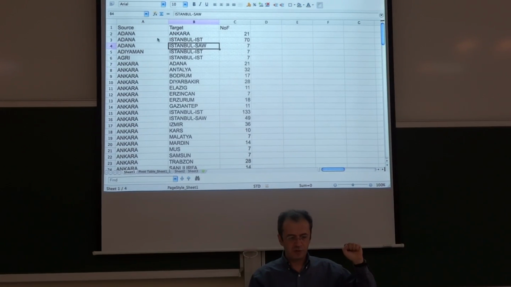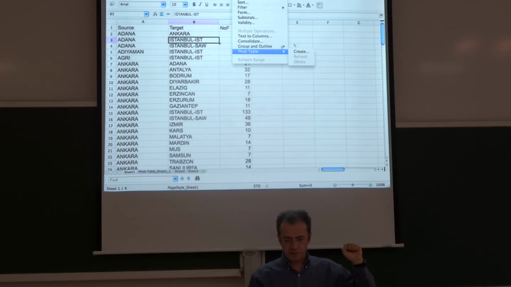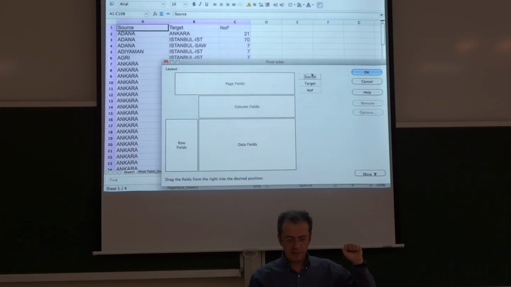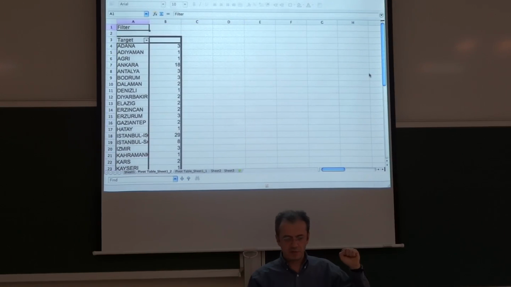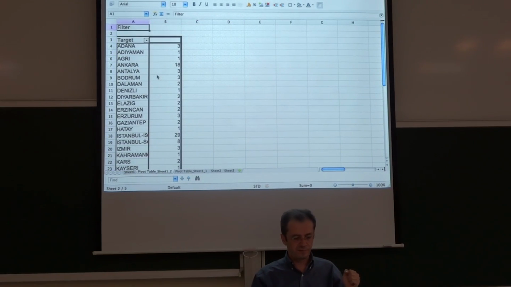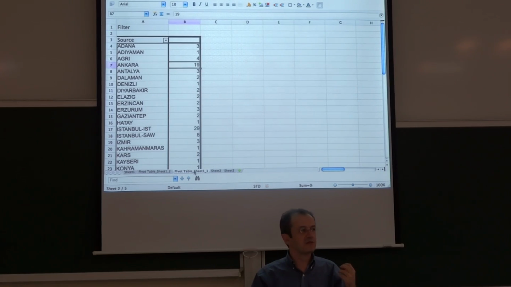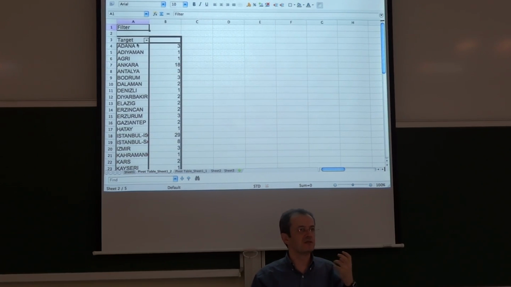All right, let me do this one. If I do create it again, but this time if I put the target here, and again count, so I have this result. This one shows the out degree, and this is the in degree, because I'm having the target. I'm sorting this with target, counting these targets. So when I look at those two, there is a difference.